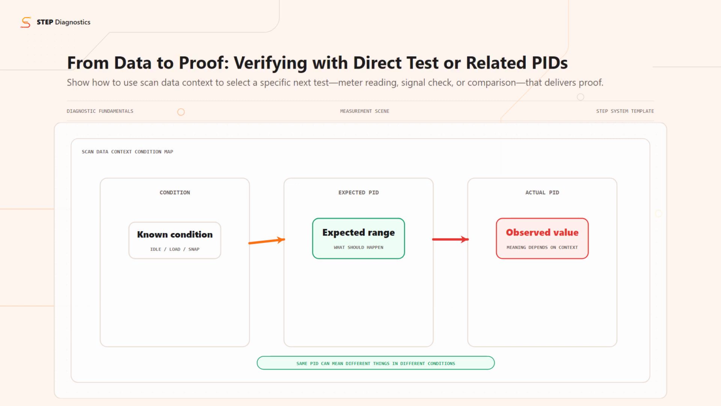When you find an abnormal PID, don't guess. Look up the related signal, like comparing coolant temp and intake air temp, or verifying sensor voltage at the ECU pin. Sometimes it's about recreating the condition. Does the PID shift as expected when changing system state? Only a targeted test or direct comparison can confirm whether the PID reflects a real fault or misleading data.